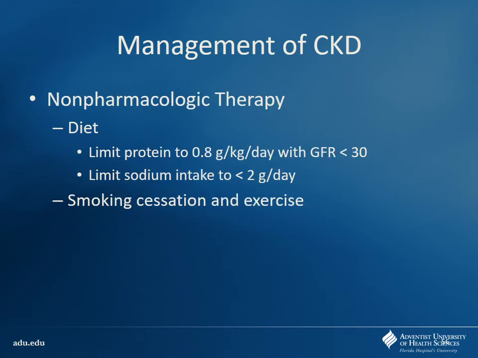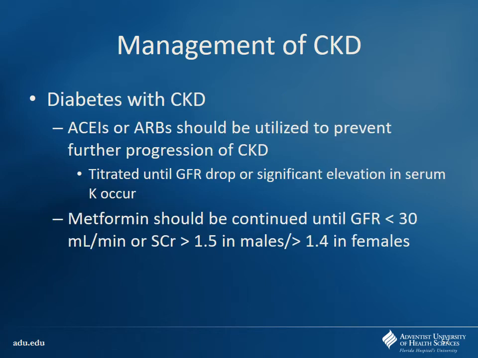So looking at non-pharmacologic therapy, you want to make sure these patients are keeping a low protein intake, so less than 0.8 grams per kilo per day, especially if their GFR is less than 30 mL per minute. That way they're not having extra protein they're having to filter and it spills into the urine. You also want to limit their sodium intake because they tend to be hypernatremic. Okay, so those are big things. Exercise and smoking cessation, obviously, are going to go a long way to help these patients as well.